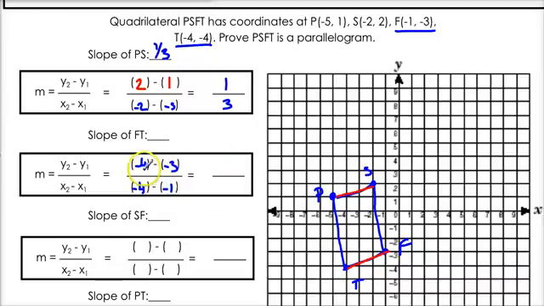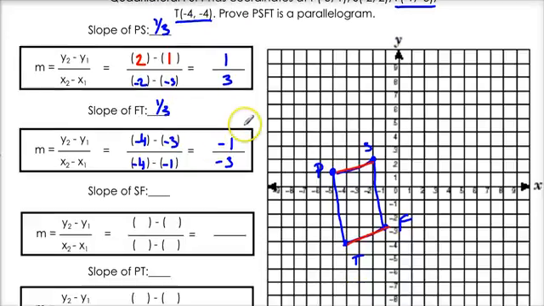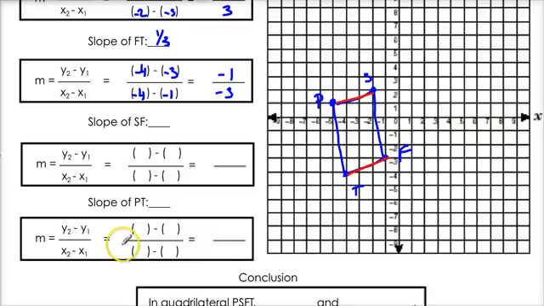So let's do this. Negative 4 minus negative 3 is negative 1. Negative 4 minus negative 1 is negative 3. A negative divided by a negative is also positive 1/3. So look, I proved that PS and FT are parallel. We're going to do the same thing for SF and PT, but you know what?